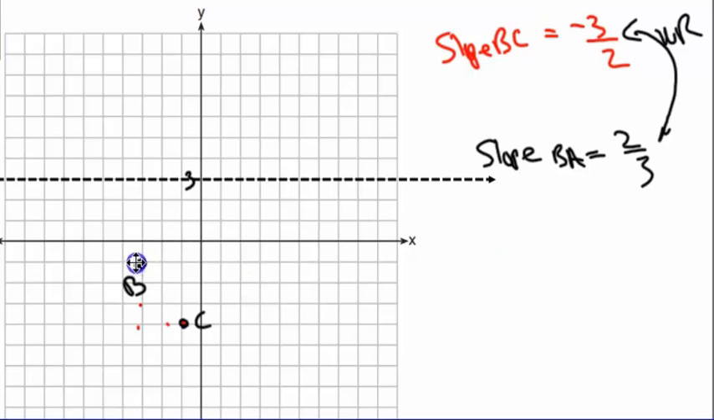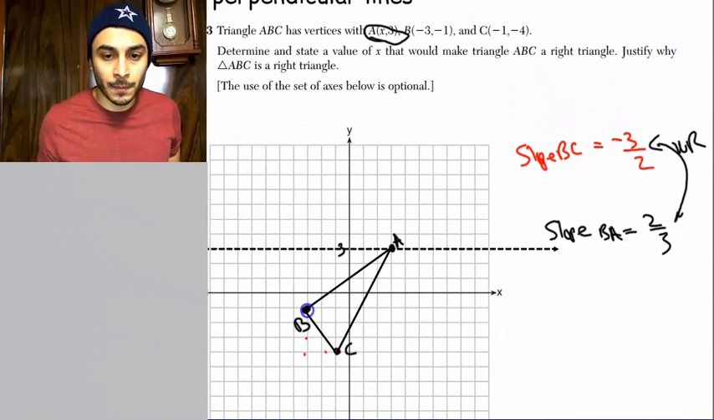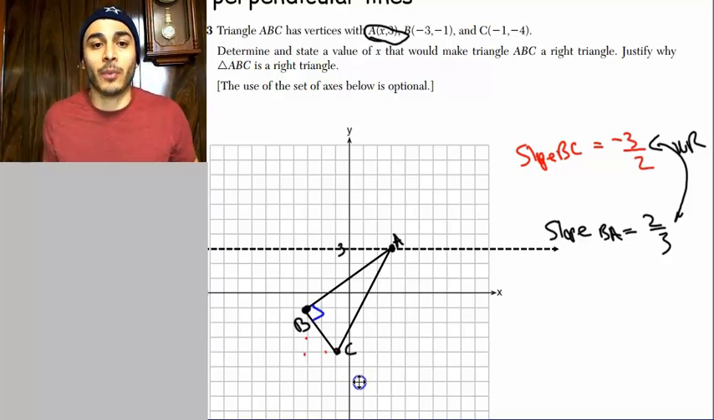So let's go to point B, and let's follow the slope I got. It's going to be up 2 over 3, up 2 over 3, and then you can see right here is where I must have my point A. Okay, so that must be my point A. And then this would be the 90-degree angle, and that's a right triangle.